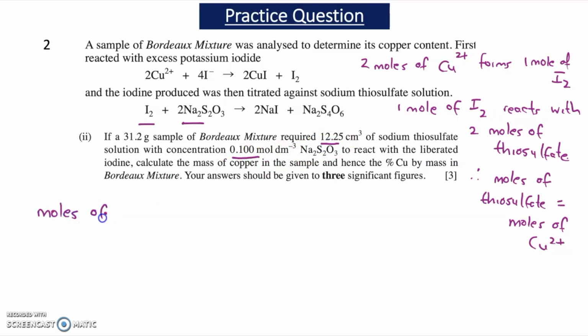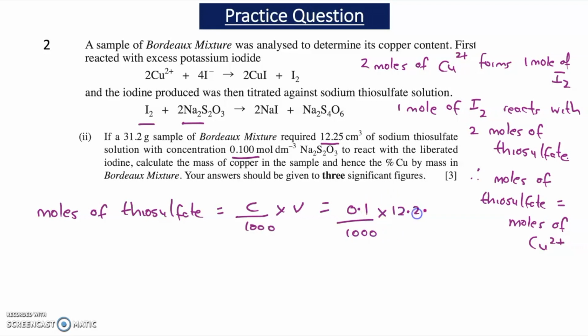Thiosulfate has a concentration of 0.100 moles per decimeter cubed, and a volume of 12.25 centimeters cubed was needed in the titration. So the moles of thiosulfate is concentration over 1,000 times volume. If I divide 0.100 by 1,000 and times it by my volume, 12.25 centimeters cubed, I can work out the moles of thiosulfate, and it is 1.225 times 10 to the minus 3.